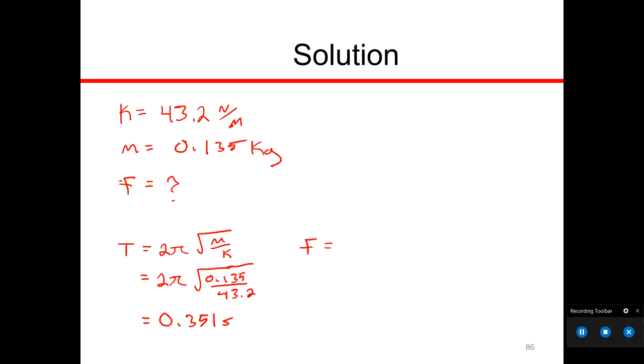The frequency then is equal to 1 over the period, 1 over 0.351, or 2.85 hertz. So what this means is that in 1 second, this spring oscillates 2.85 times, or we can look at the period, which says that it oscillates once every 0.351 seconds. So again, similar between frequency and period, but just slightly different interpretation of our system.